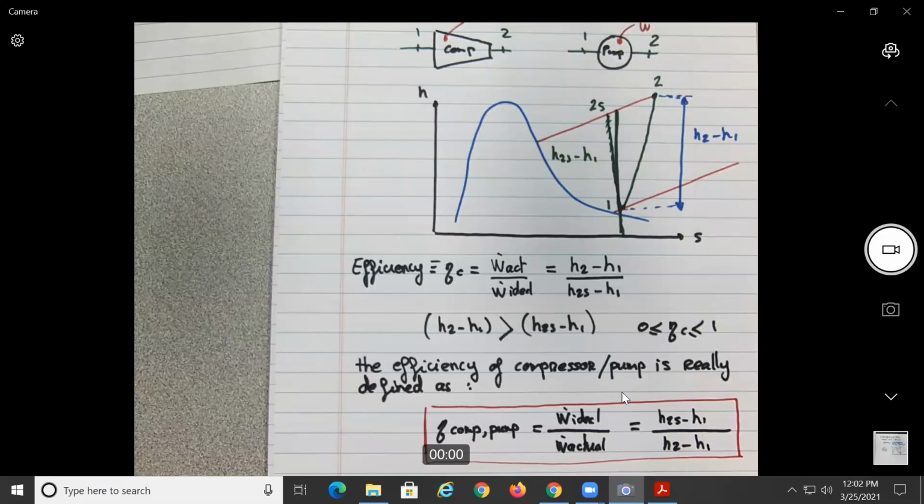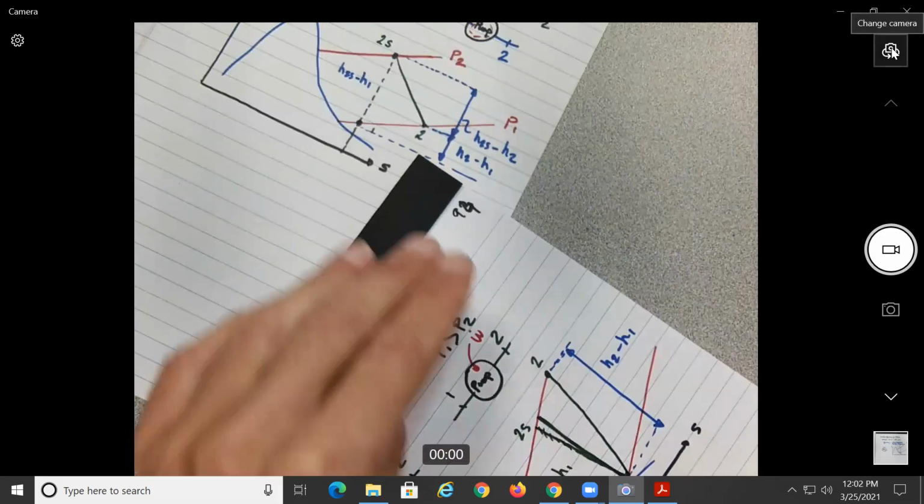All right, and again, let's do an example. Page 95. So this is trash.